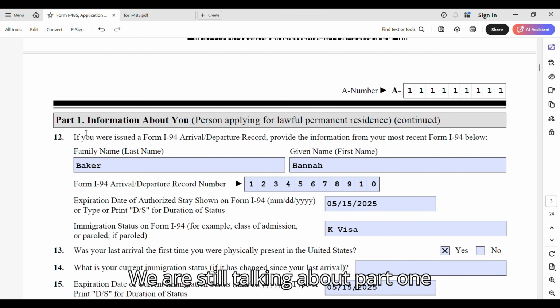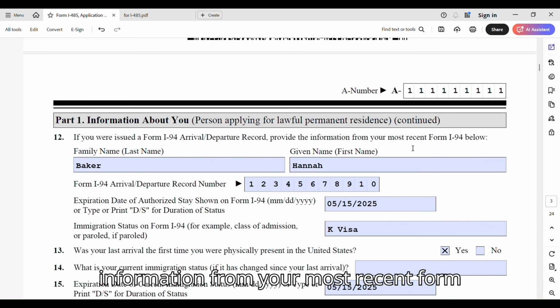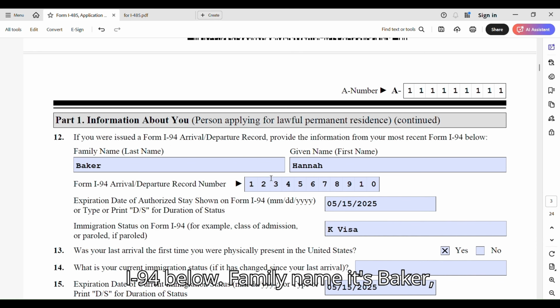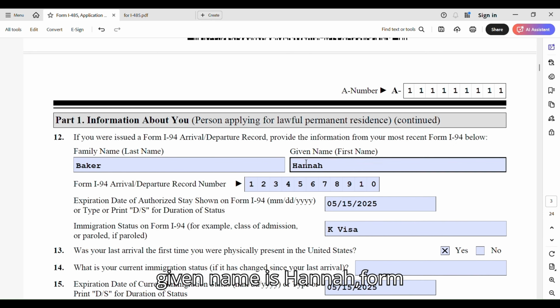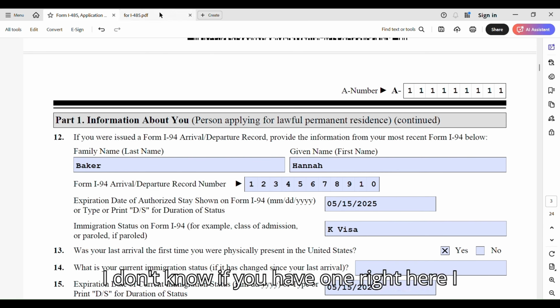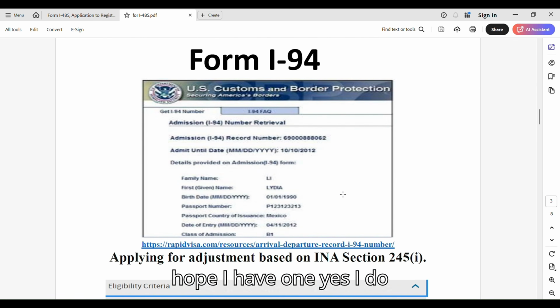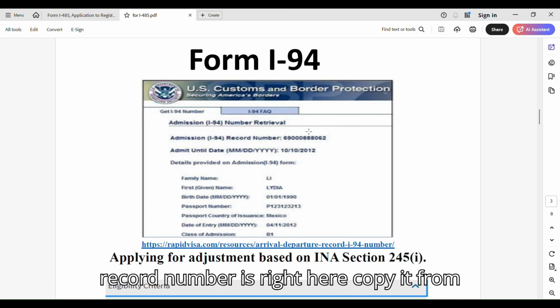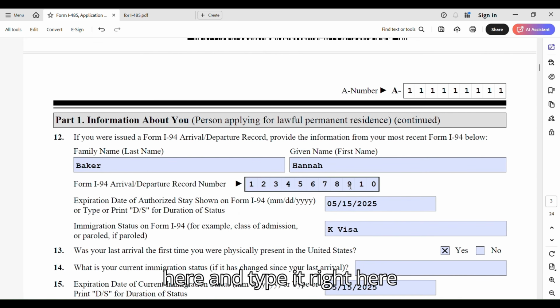We are still talking about Part 1, information about you, person applying for lawful permanent resident. Question number 12. If you were issued a Form I-94 arrival departure record, provide information from your most recent Form I-94 below. Family name, it's Baker. Given name is Hannah. Form I-94 arrival departure record number. I don't know if I have one right here. I hope I have one. Yes, I do. So this record number is right here. You copy it from here and type it right here.